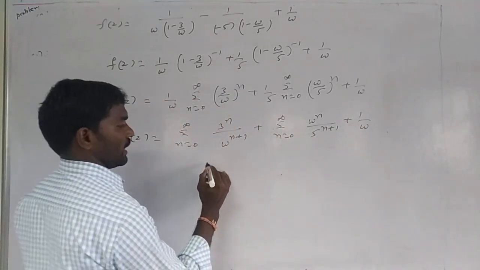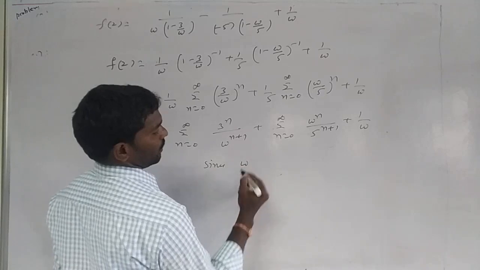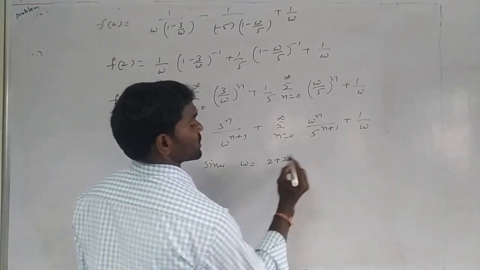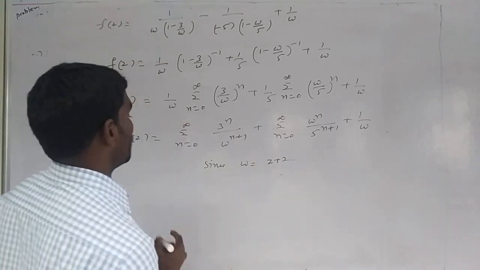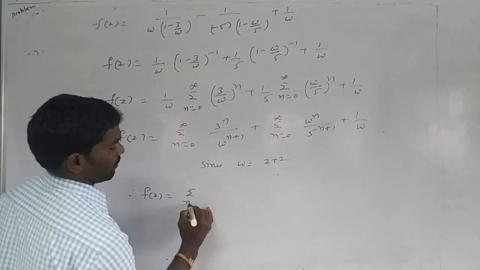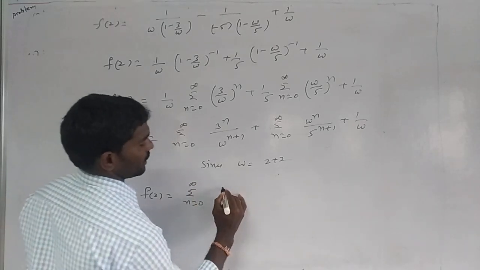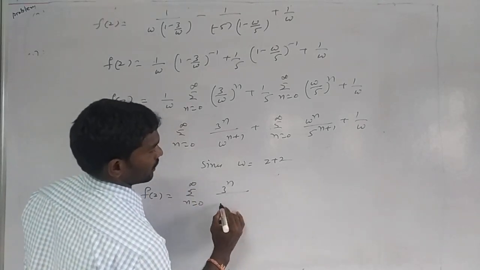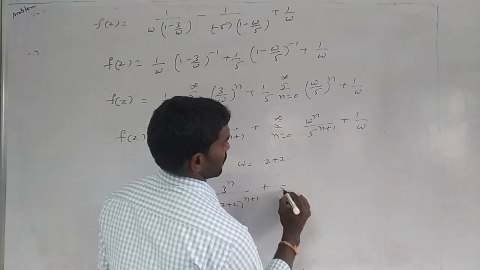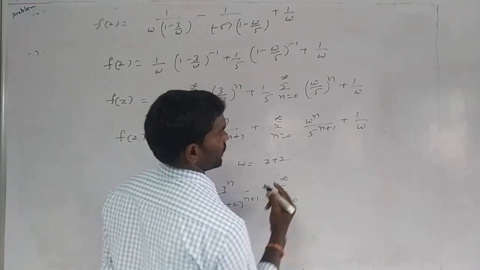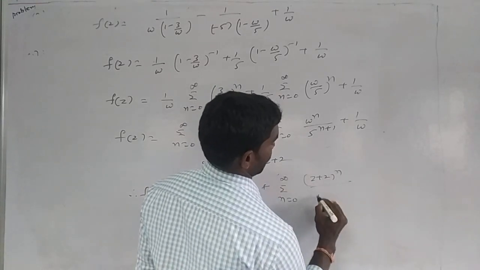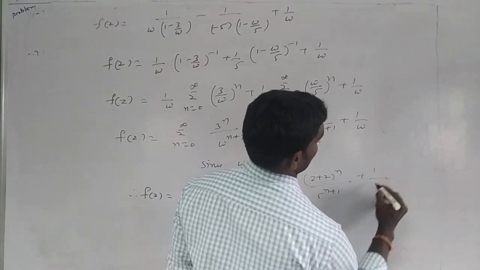Since we know that the w value is z + 2, substitute this value in the above function. Therefore f(z) equals summation n equals 0 to infinity 3 to the power n divided by (z + 2) to the power n + 1, plus summation n equals 0 to infinity (z + 2) to the power n divided by 5 to the power n + 1, plus 1 by (z + 2).